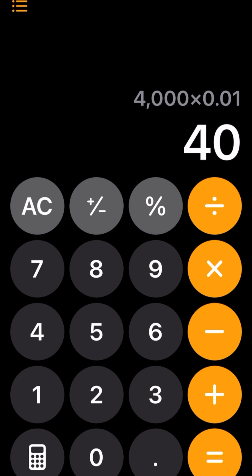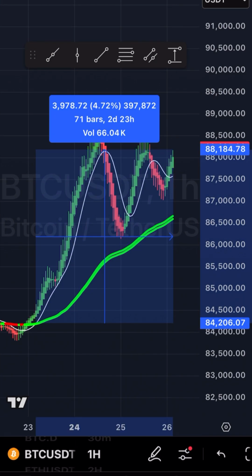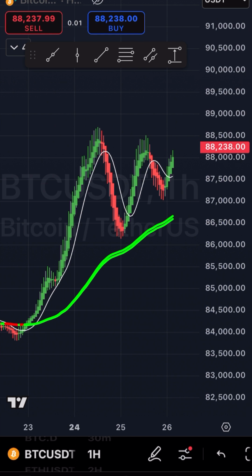So it's up to you how much you want to put your lot size, but do proper risk management.